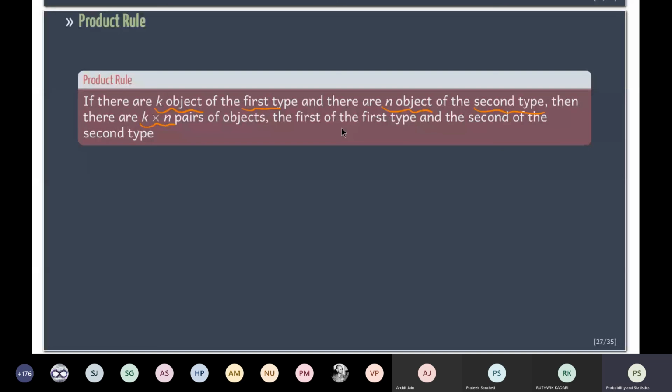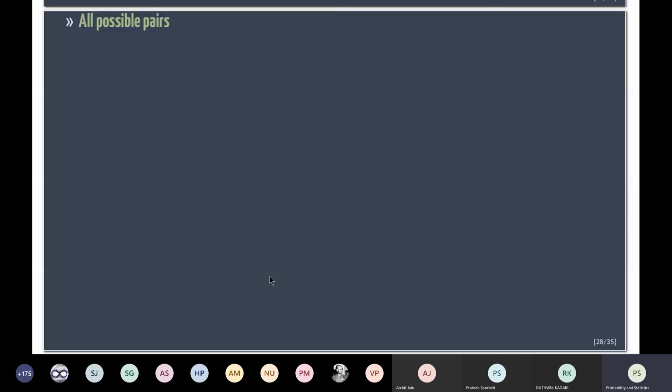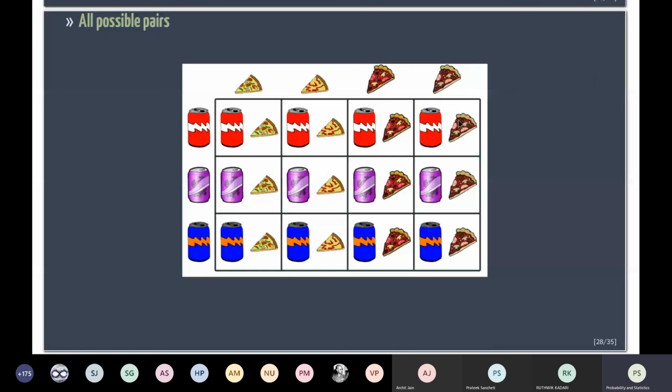Let us see an example of the product rule. There are k objects of the first type and n objects of the second type. How many objects are there of the type pizza here? There are 4. And how many objects are there of the soda type? 3. According to the product rule, how many pairs of objects can we form? It will be 4 times 3, which is 12. So these are the possible options, which are 12.